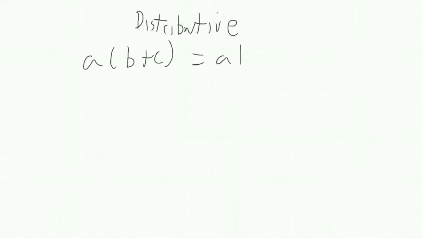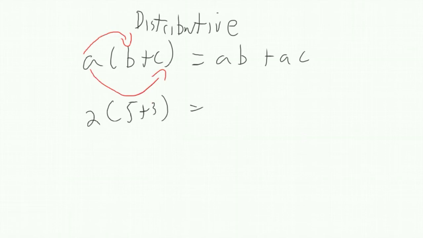The next property we will talk about is the distributive. Now this one is one we use a lot in algebra. So a times b plus c equals ab plus ac. And what you're doing is you're taking what's outside the parentheses and you're distributing to everything inside the parentheses. So I have 2 times 5 plus 3 equals 2 times 5 plus 2 times 3. Not 6 yet.